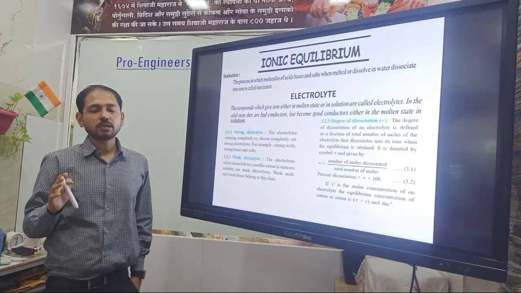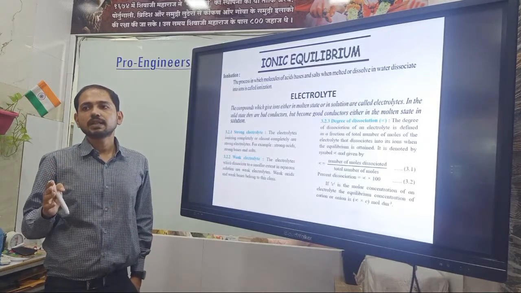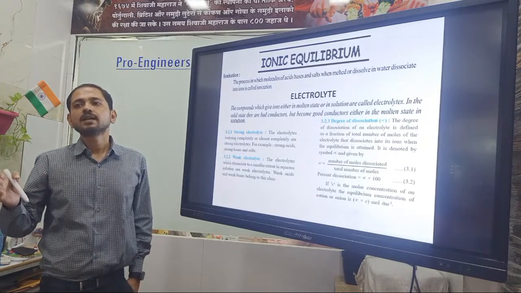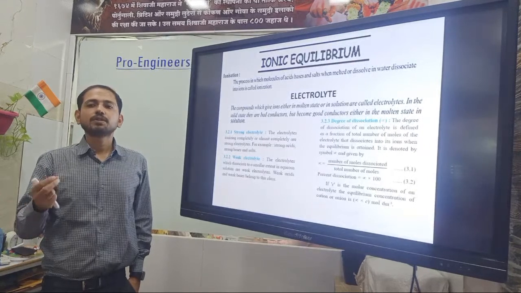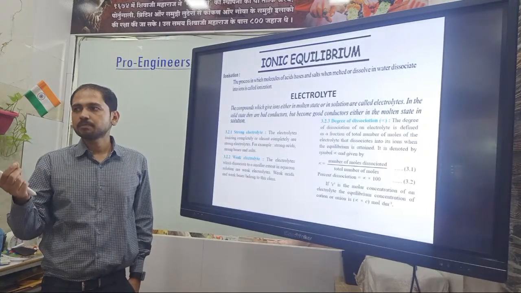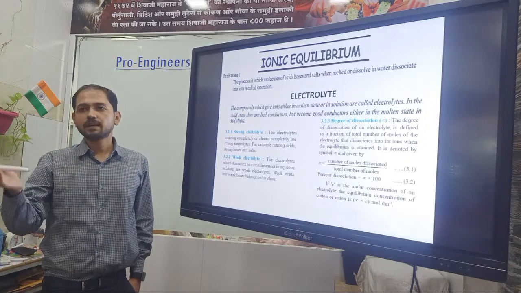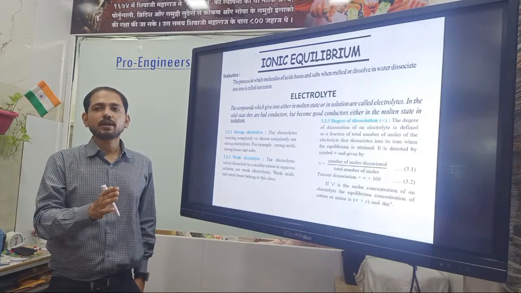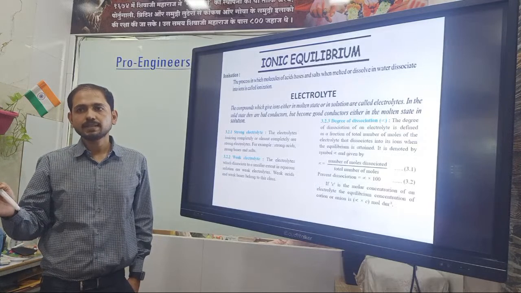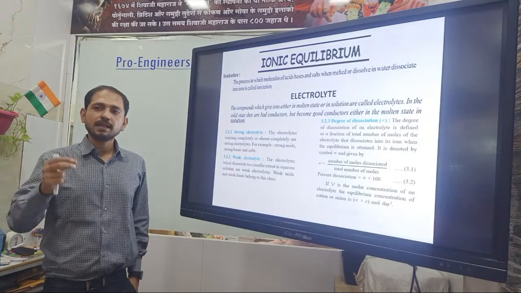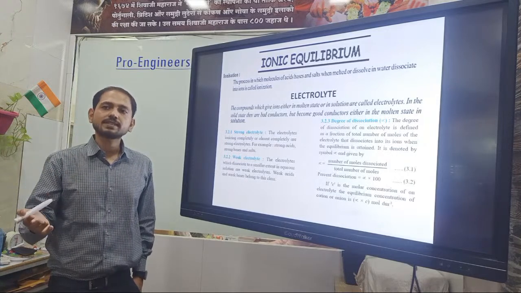Usually we consider that a strong electrolyte dissociates 100% in the solution. Suppose we dissolve sodium chloride, a very good example of a salt. It will dissociate 100%, meaning all the sodium chloride will convert to sodium cations and chloride anions. The same thing happens for strong acids and strong bases.